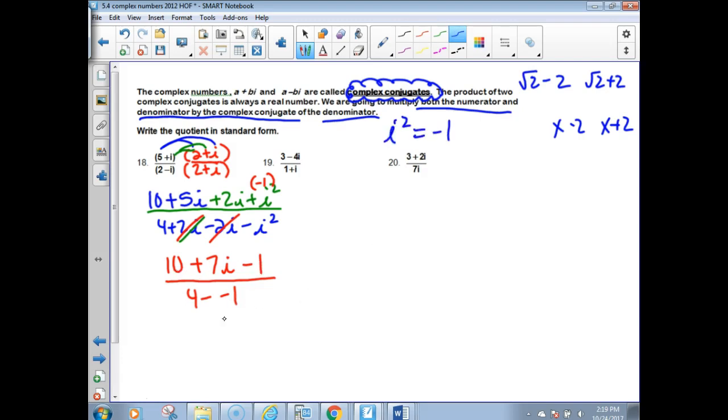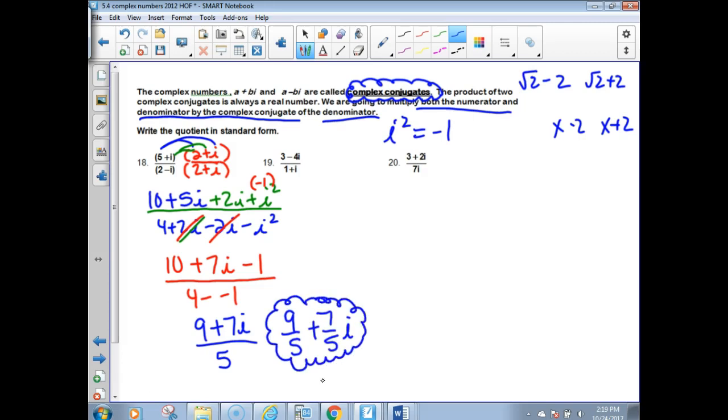So now I'm going to do 10 minus 1, which is 9, plus 7i, and 5 minus negative 1, I just said the answer again. 4 minus negative 1 is 5. To separate this into a plus bi form, you would have 9/5 plus 7/5 i. That's a plus bi form.